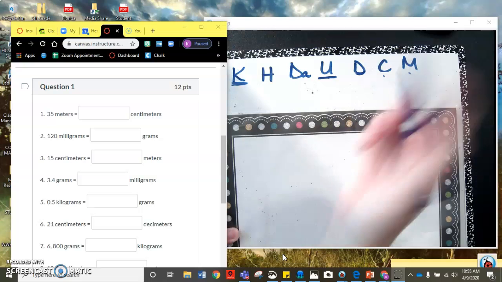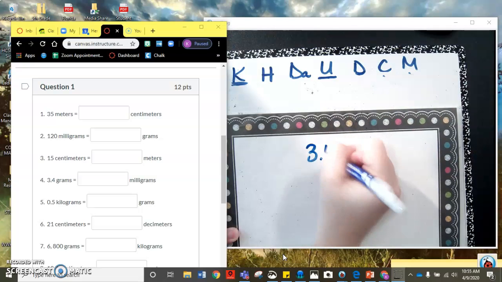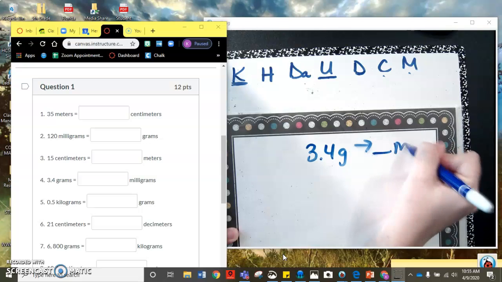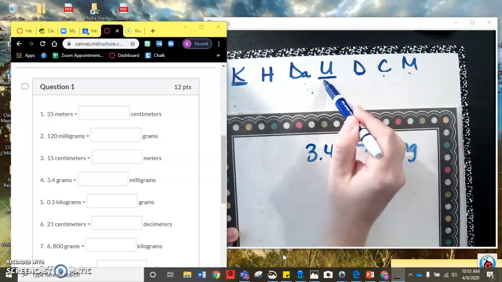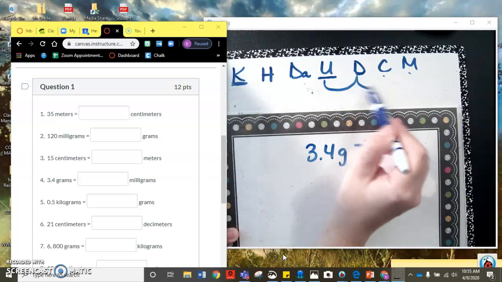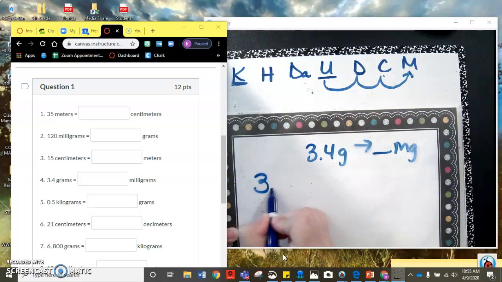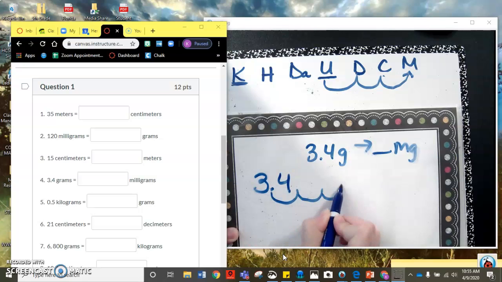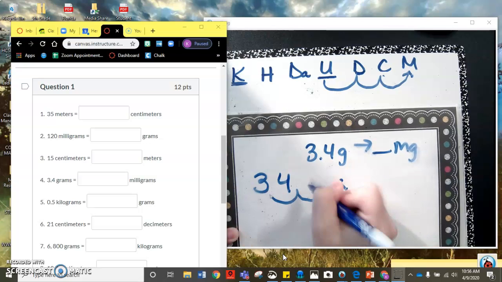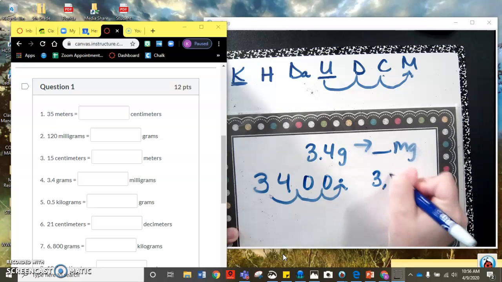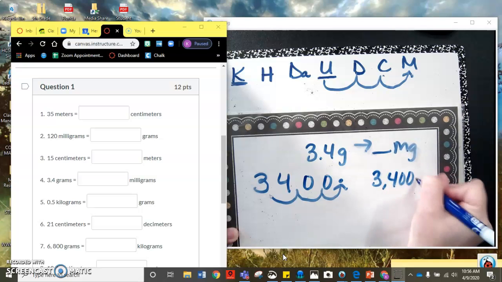Number 4 is 3.4 grams. And we want to know how many milligrams is that. So we start at the unit of grams. We move 1, 2, 3 spots to the right. Here's our 3.4. We move 1, 2, 3 spots to the right. We need to put zeros in here. So now our new number is 3,400.